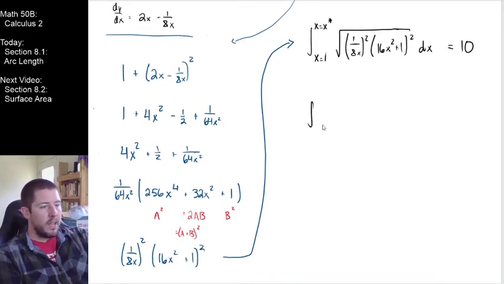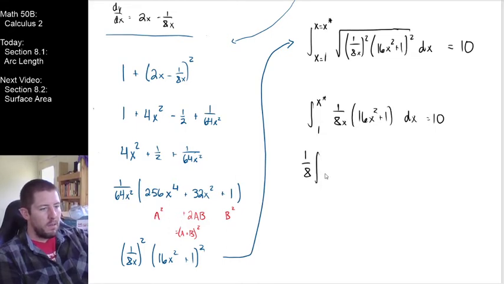All right. So it looks like now we can go from 1 to x star. I don't need to keep writing x equals. Squares and square roots are gone. So this is 1 over 8x times 16x squared plus 1 dx. We're just doing some regular old integration right now. I think I'm going to pop out that 1/8. And I've got 1 over x times 16x squared, so that's just going to be 16x. 1 over x times 1 is just 1 over x.